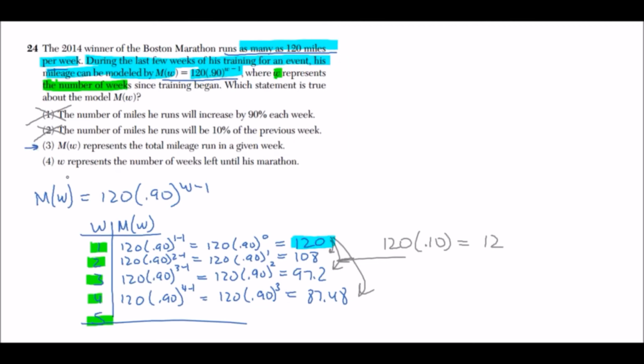4 says w represents the number of weeks left until the marathon. Well, no, it literally says w represents the number of weeks since training began, so that completely contradicts the question. So the answer is choice 3.